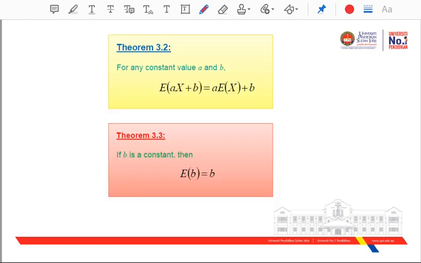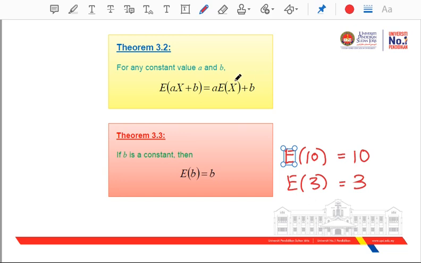So another theorem is Theorem 3.2. For any constant values a and b, E(aX + b) is equal to aE(X) + b, where a and b are constants. And similarly, Theorem 3.3: the expected value of a constant is a constant. For instance, here we have the expected value of 10 is actually 10.